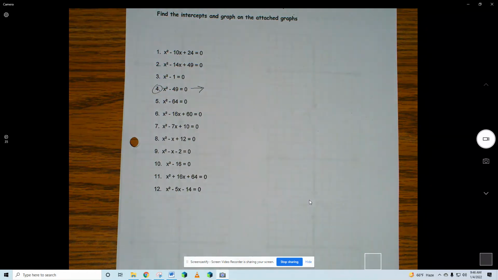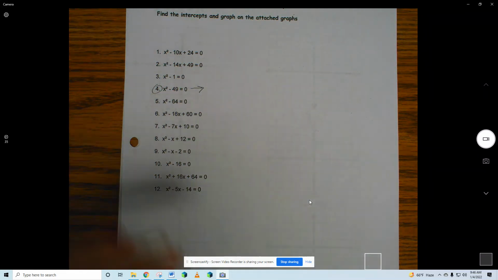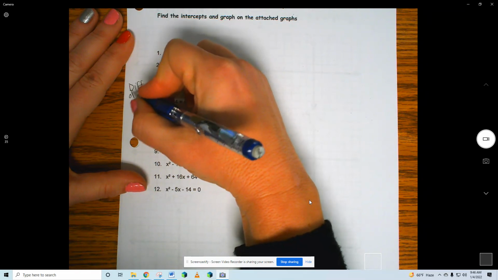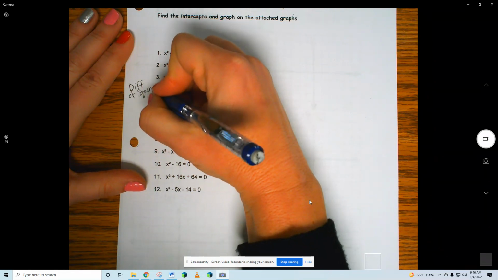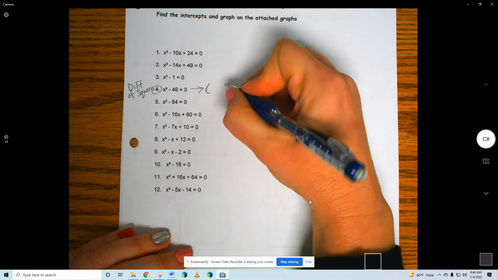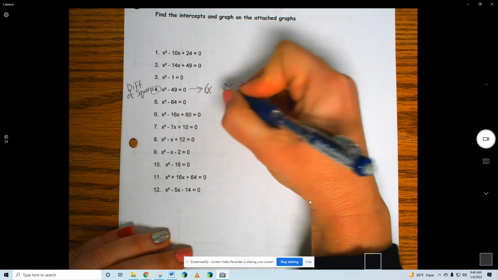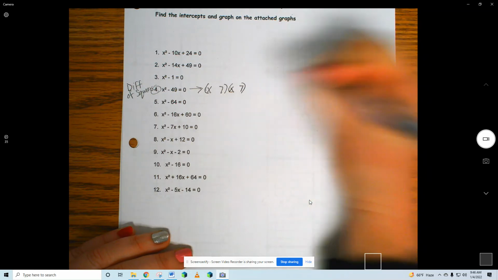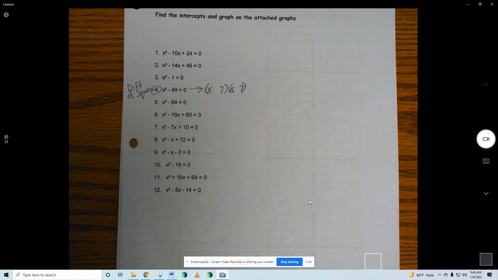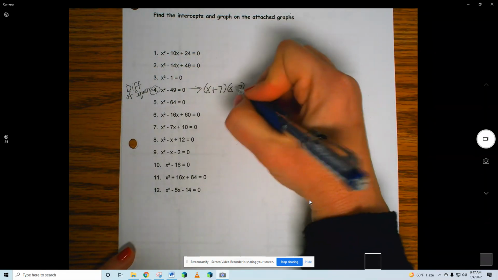This is called the difference of squares. This is a special case. It only has 2 terms. What 2 numbers make 49? It's a perfect square. So x 7, x 7. What should my signs be to get a negative 49? Difference of squares is what I remember. Positive and negative.